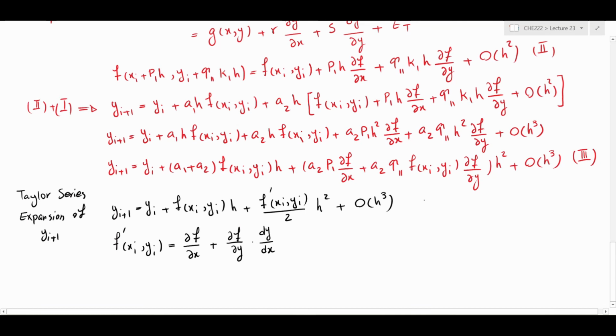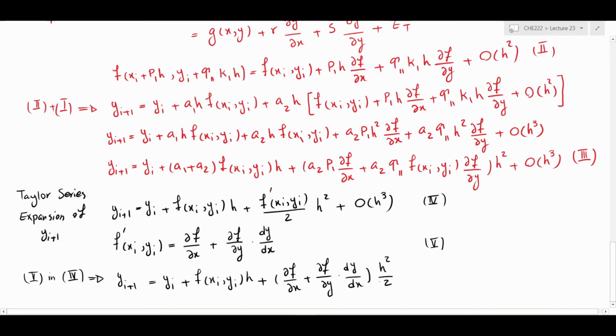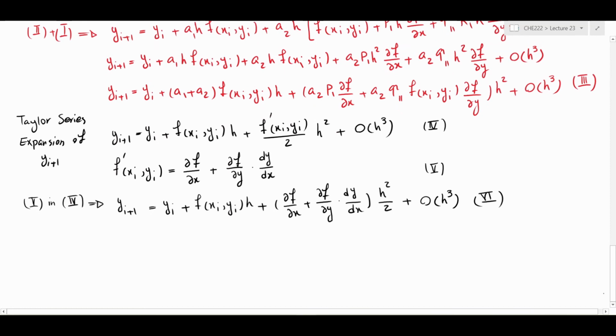And now I'm going to number these two equations. And if I put equation number 5 into equation number 4, it results in, so at this point we have two expressions, or two equations, for yi plus 1. One is equation number 3 and one is equation number 6.